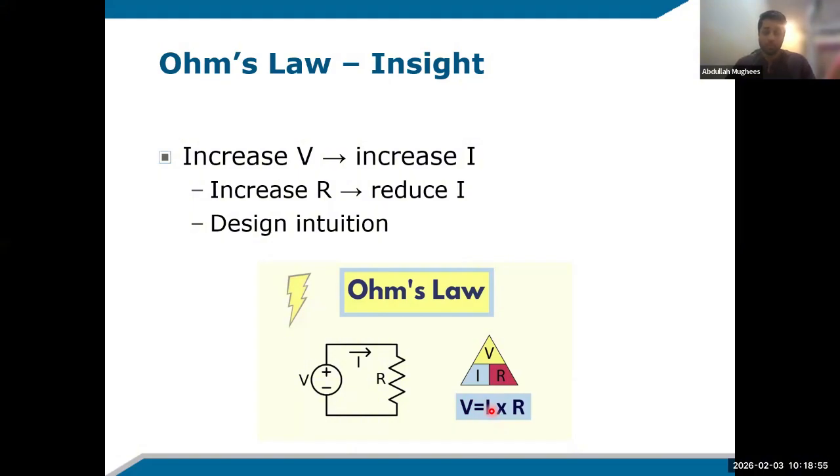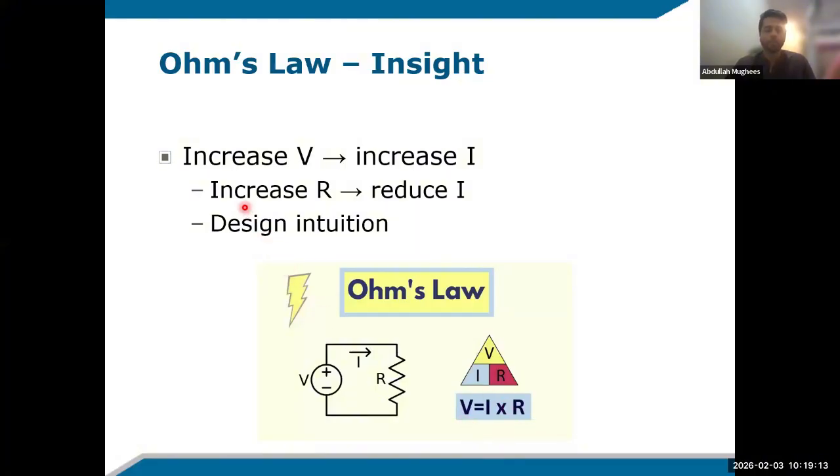Because if there is more energy available to do work on the charges, more charges are going to move in a certain direction. If more charges are moving, then that's going to increase the magnitude of current, given that the resistance is the same. And that is what we see in this mathematical formula as well.